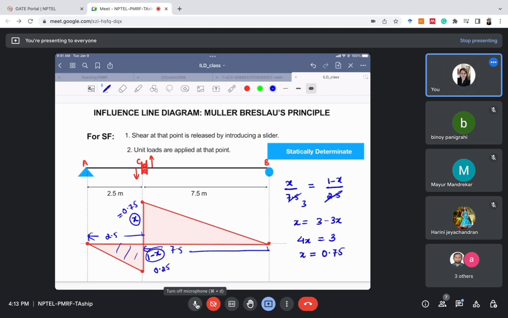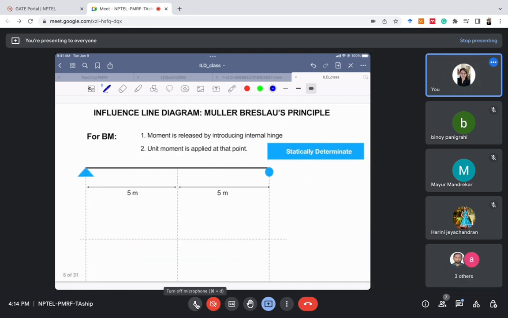So now we are done with ILD for reaction as well as for shear force. Now let's see how to calculate the ILD for moment. Now, the influence line diagram for bending moment.